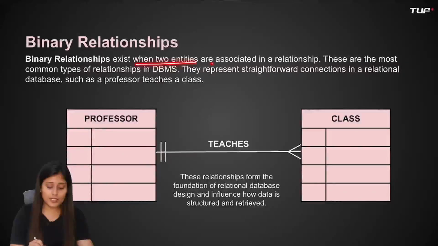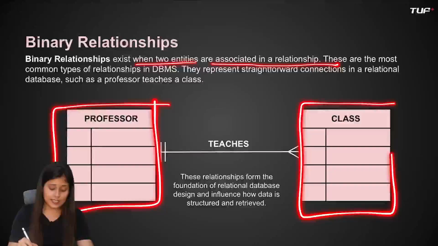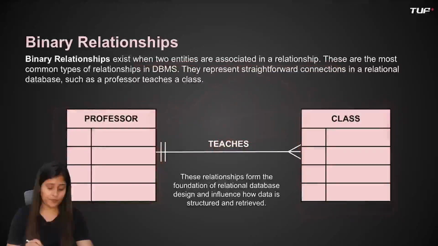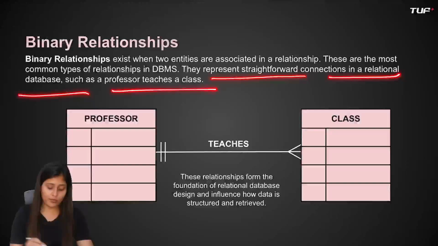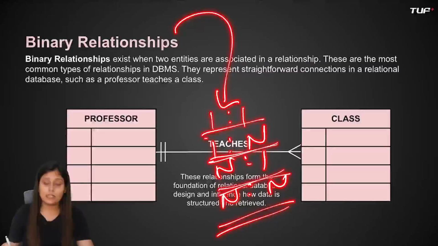Next is binary relationship. It exists when two entities are associated in a relationship. So let's suppose we have a professor entity and a class entity. One professor might be allowed to take one class, or they might be allowed to take multiple classes. On that basis we will go with a one or many relationship, right? These are the most common types of relationship in databases, and they represent straightforward connections in a relational database, such as professor teaches. This binary type of relationship can be one-to-one, one-to-many, many-to-one, and many-to-many depending upon the situation and the scenarios.